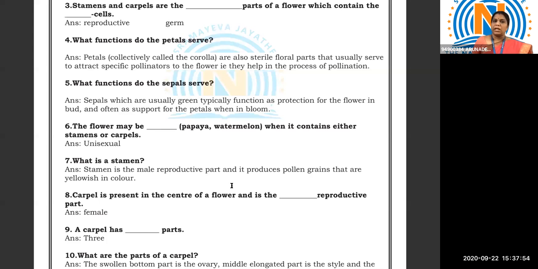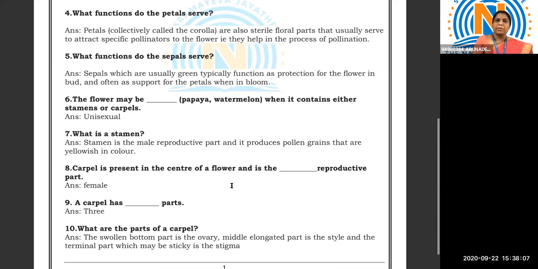Eighth question, carpel is present in the center of a flower and it is the dash reproductive part. Carpel is present in the center of a flower and it is the female reproductive part. So style, stigma and ovary together are called the female reproductive part, which is nothing but the carpel.